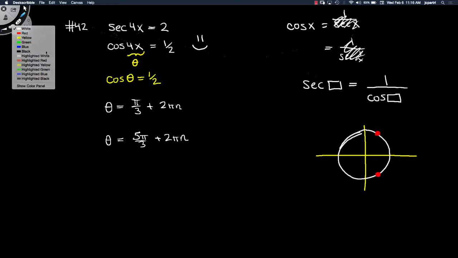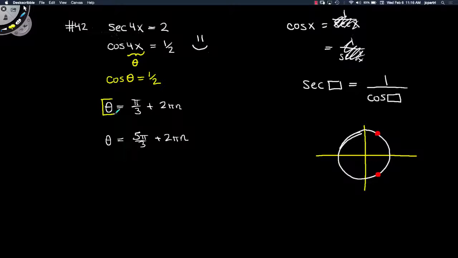Because you've got to say, hey, theta, you have to replace that theta with 4x. So 4x equals pi over 3 plus 2 pi n.